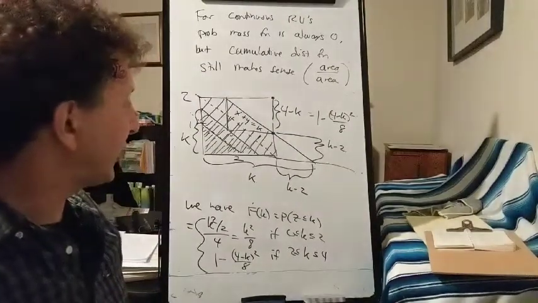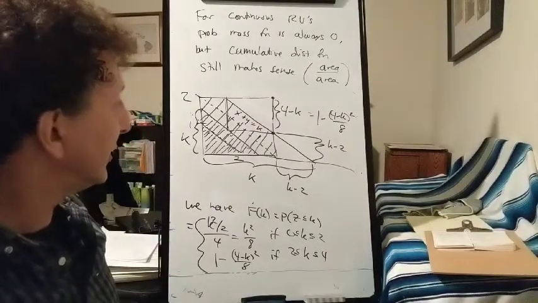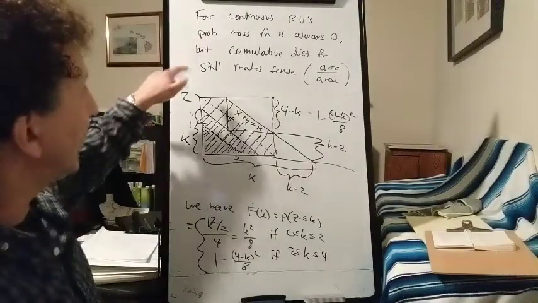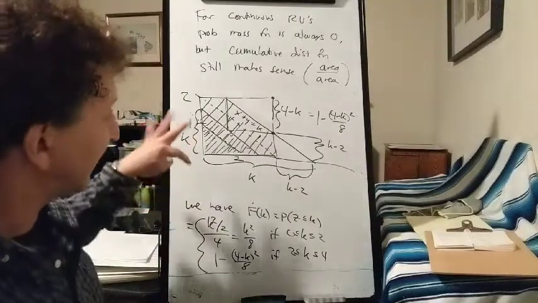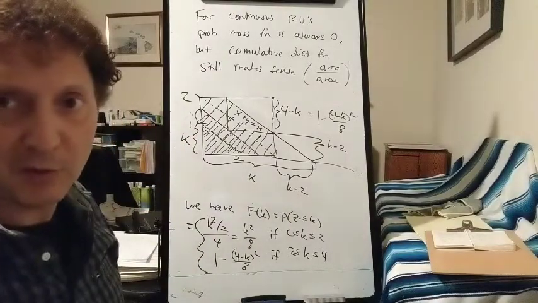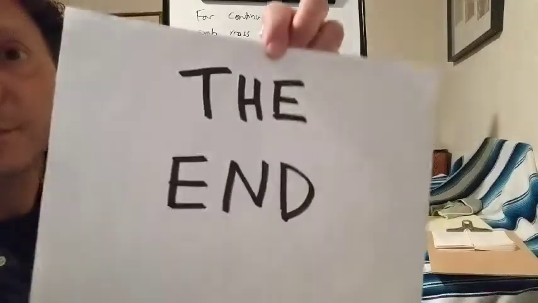So for the next part of the course, when we're looking at random variables, we're mostly going to work with discrete random variables, since continuous random variables behave so differently. The end.